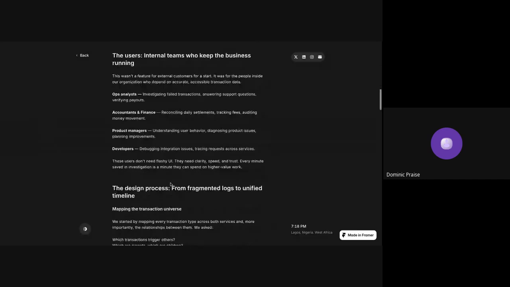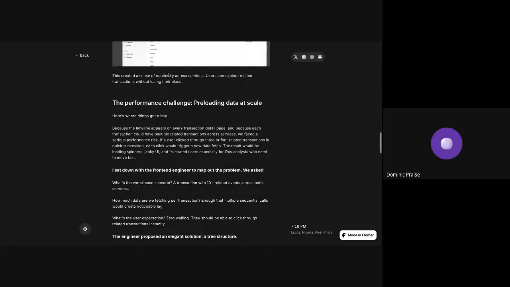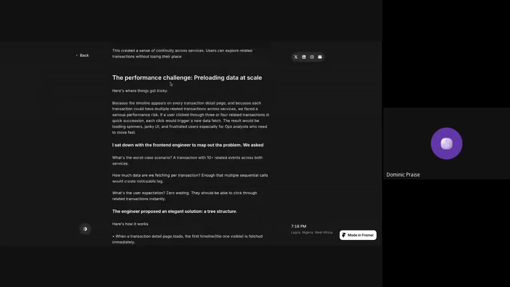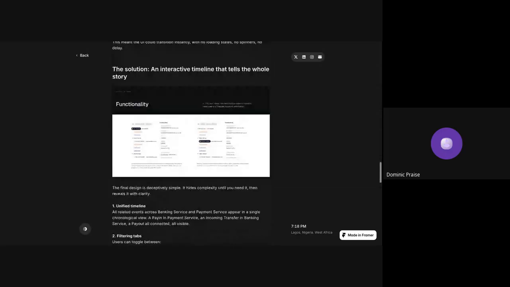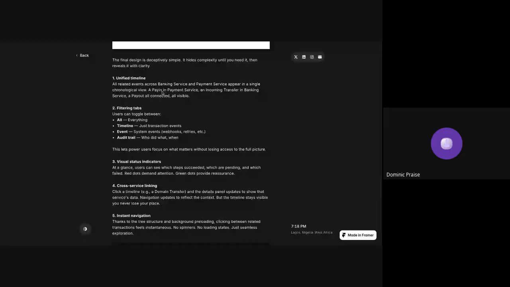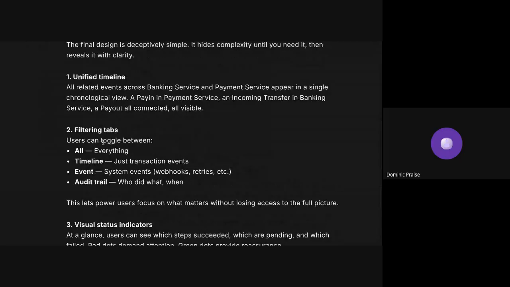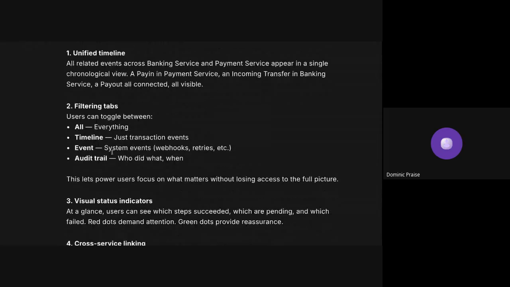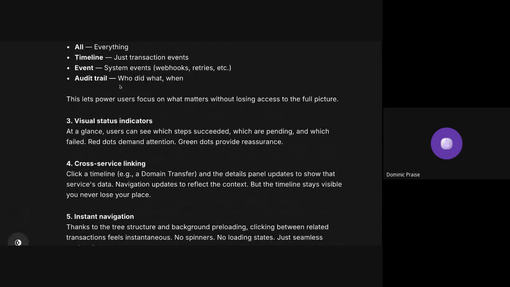After this person talked about the problem, then the design process, he also proceeded to talk about the challenge. This is still part of the problem. Then the person talked about their solution and showed their design, very good. Now this person showed that after I finish designing, users can toggle and see a list of all transactions, see everything, see the timeline, see events, see an audit trail of who did what and when. This person talked about the event systems, their timeline, and visual status indicators.